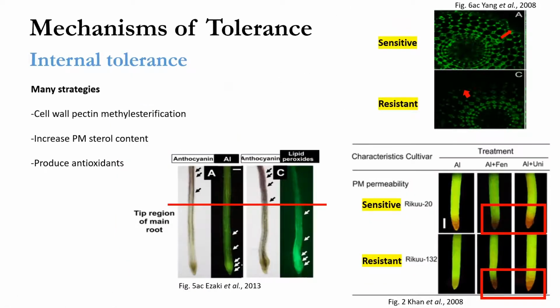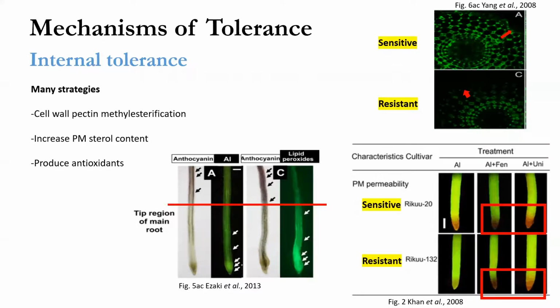Now, moving on to internal tolerance, there are also many different strategies that can be used by plants to reduce the damage done by aluminum. First, we have the methyl esterification of cell wall pectin. Remember, we discussed that aluminum loves the highly negative carboxyl groups on the pectin. Now, linking a methyl group to the exposed carboxyl group of the pectin polymer reduces the accessibility and therefore the binding of aluminum ions.